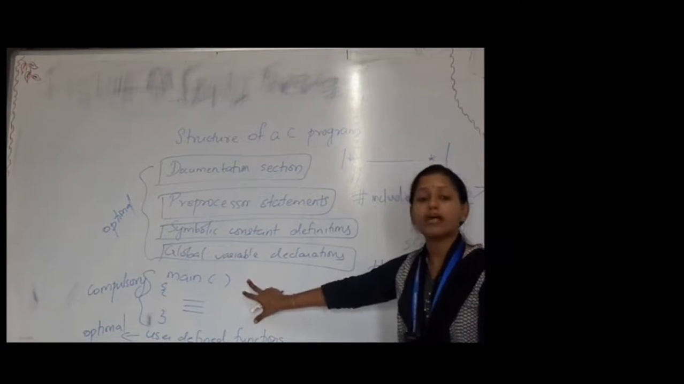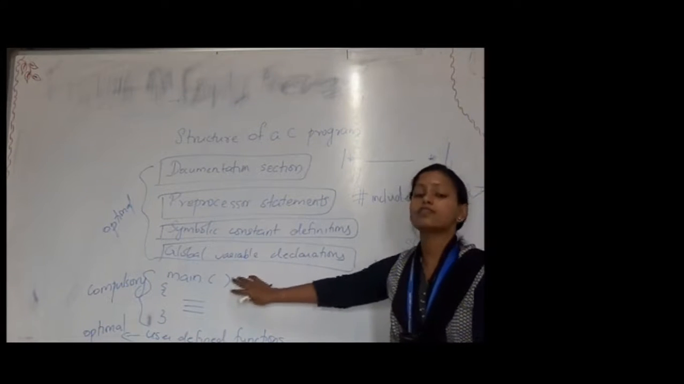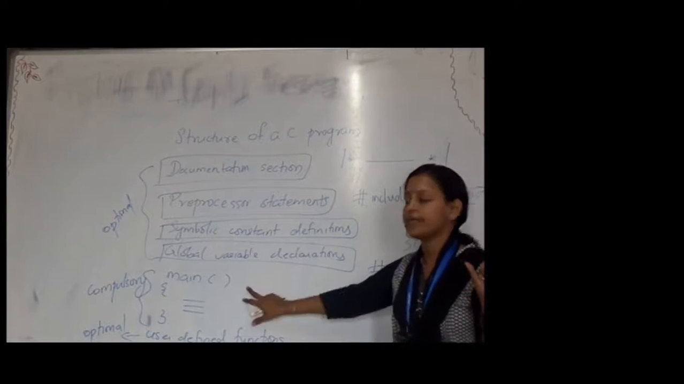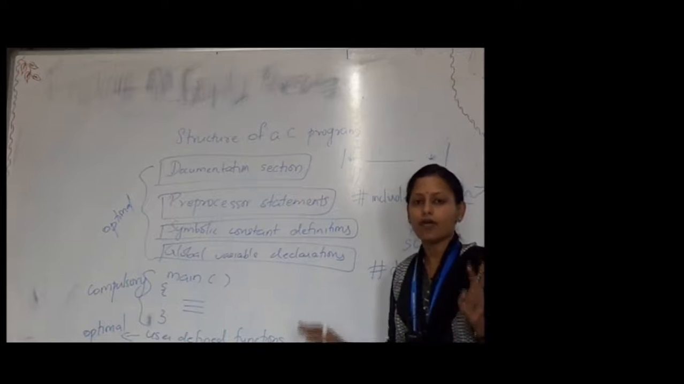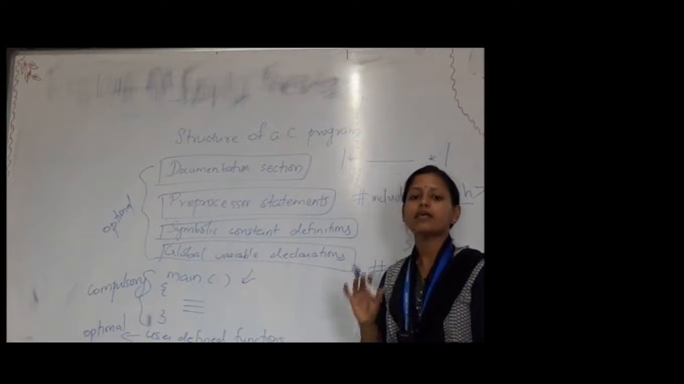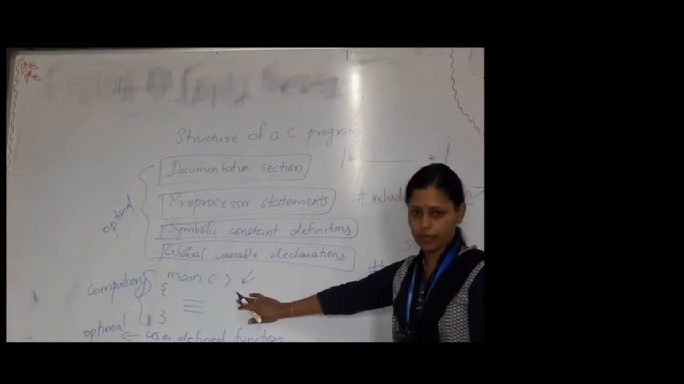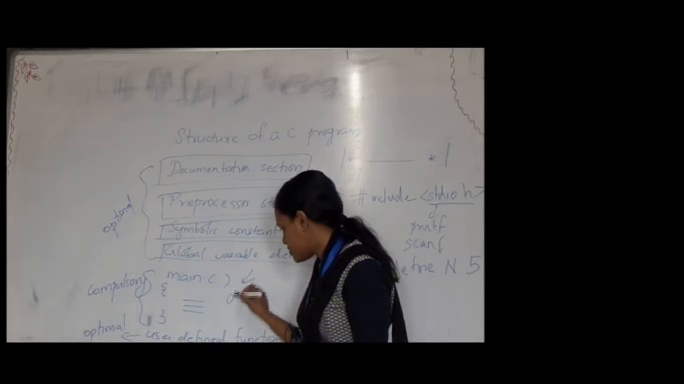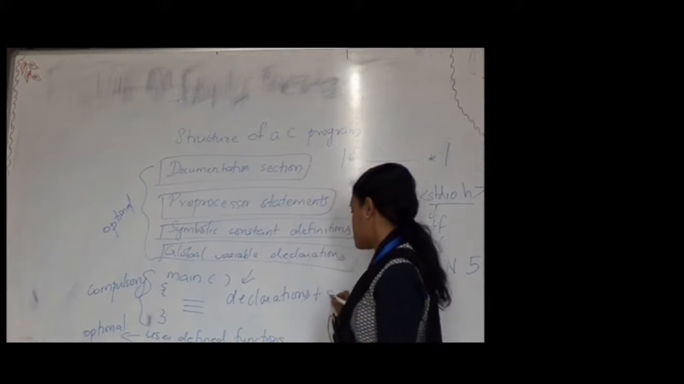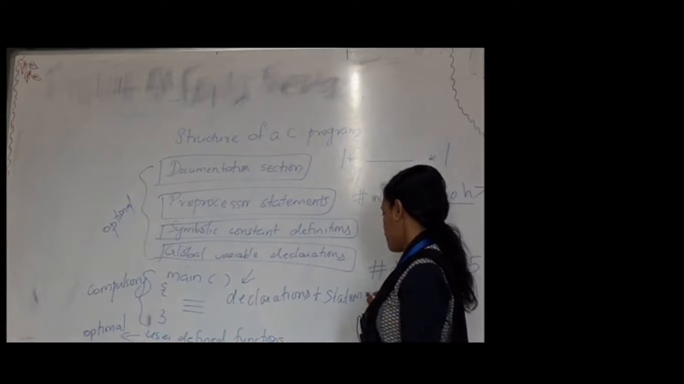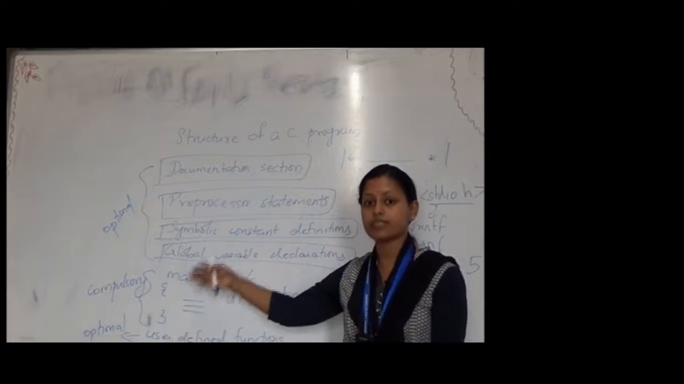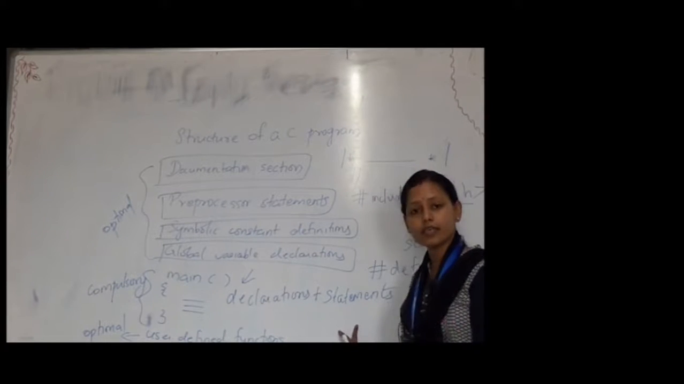The next is the compulsory part of our C program, which is called the main function. Every C program which is executable should contain a main function. The control or the execution of the program begins from the main function. So main function is a compulsory part of every C program. The main function comprises declarations and statements. So inside the main function you can have variable declarations, function declarations, array declarations and other executable statements.